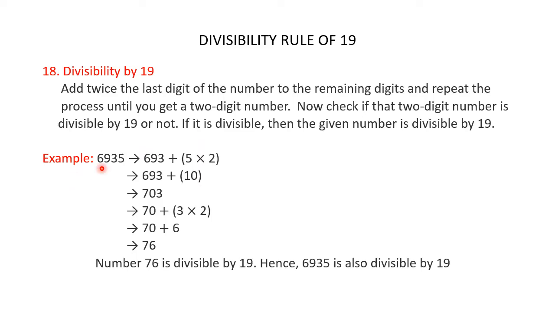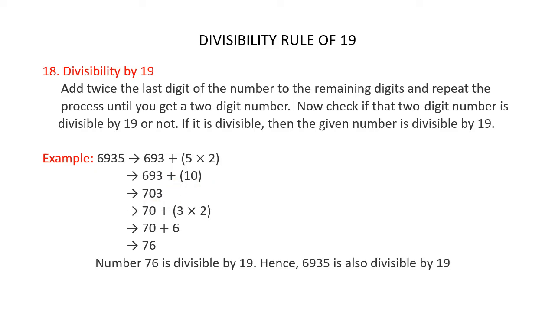Consider the number 6935. Here, the last digit is 5. The remaining digits are 693. So, multiply the last digit with 2. 5 multiplied by 2 is 10. So, add 10 to the remaining digits. So, 693 plus 10 is 703.